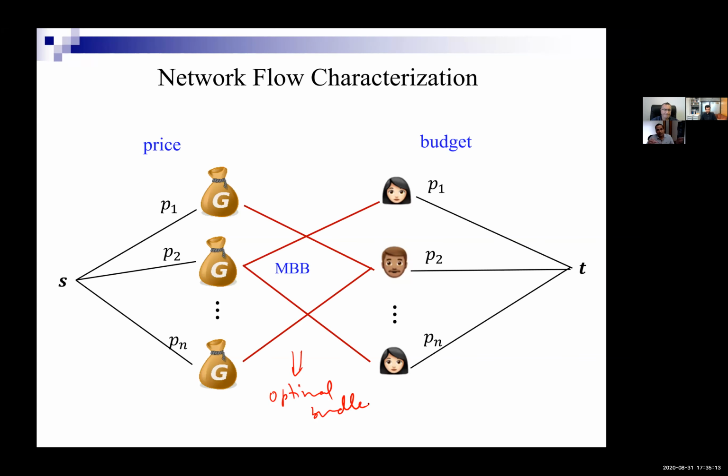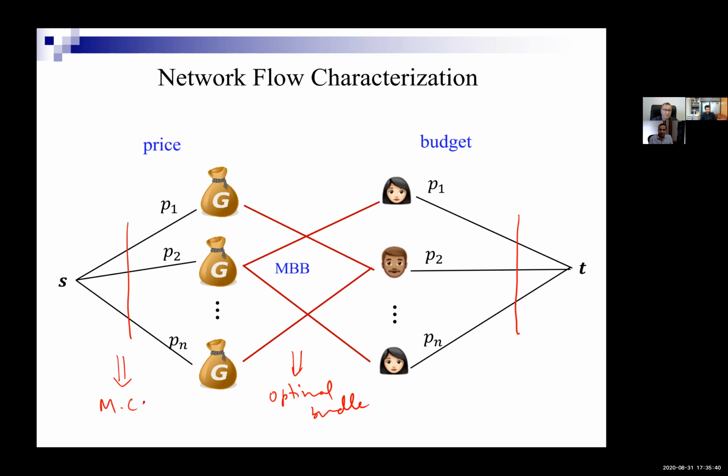Let's connect all the goods to a source and all the agents to a sink. If we can saturate all these edges, meaning the total flow in the network is the sum of p_j, then this will also saturate the agent edges. Then these two conditions are satisfied, market clearing and optimal bundle, and together we have an equilibrium. One thing to note here is that this network is not fixed.